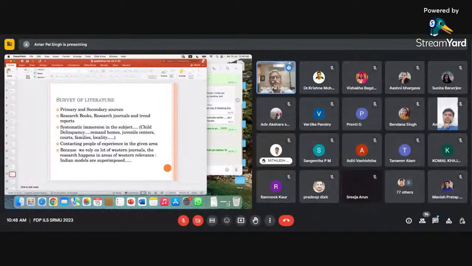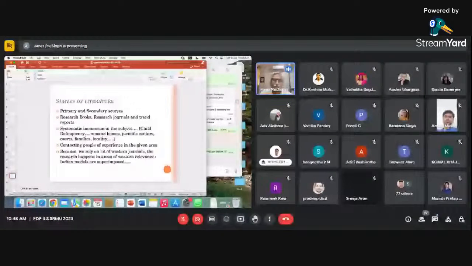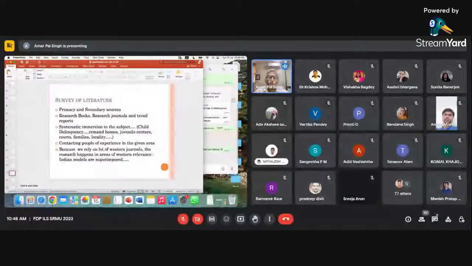So say for example, somebody is working on, say, child delinquency. He has to understand not only the Juvenile Delinquency Act and all that, that 2000 law, I believe that is the latest law on the subject. I think that it has been modified or amended in 2015 in some way. So it's not just knowing the law, but understanding as to what is the machinery, how the remand homes work, what are the juvenile centers, how do they work, courts, families, locality of the delinquent child.